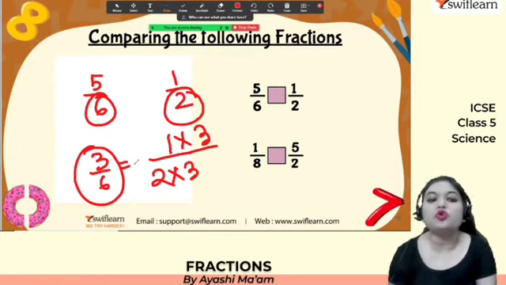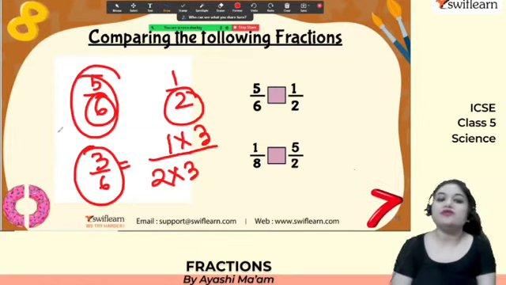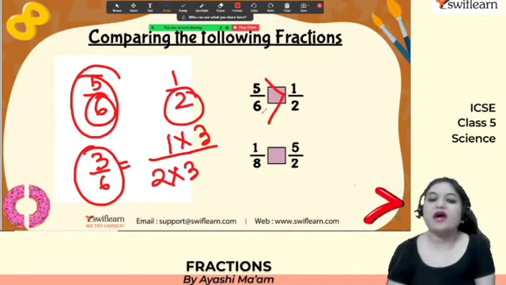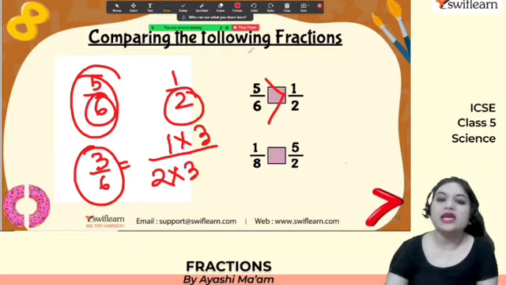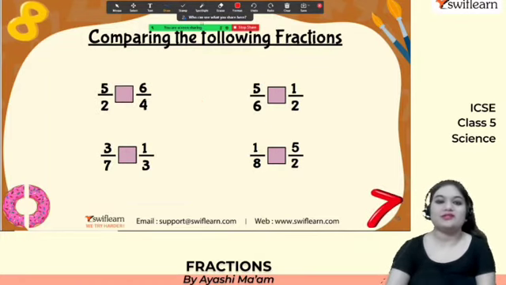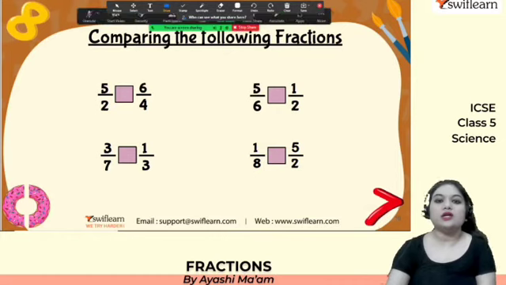So now we have two like fractions, 5 by 6 and 3 by 6. So which one will be greater? 5 by 6 will be greater, because 5 is greater than 3, that's why 5 by 6 will be greater. Okay, let's come to the third one now.